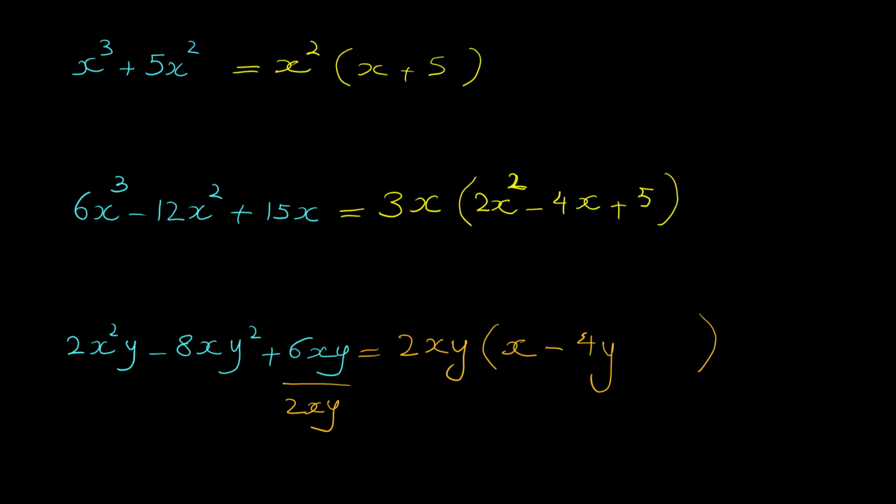Finally, for the last one, 6 divided by 2 is 3. x with x cancels, y with y cancels, and nothing remains. So just 3 times 1 basically, or 3. And this is the factored form for this expression given here.